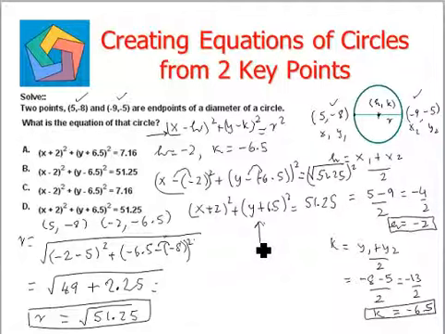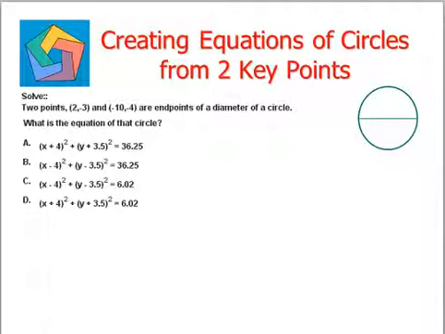Let's see which option it is matching to. This is matching with option D. X plus 2 whole squared plus y plus 6.5 whole squared equals 51.25 is the final answer. Let's move to the next question.